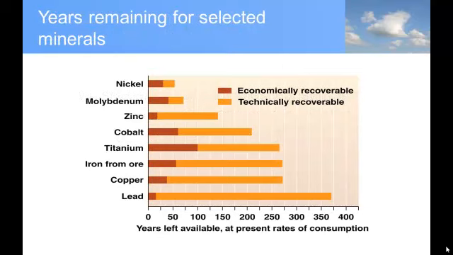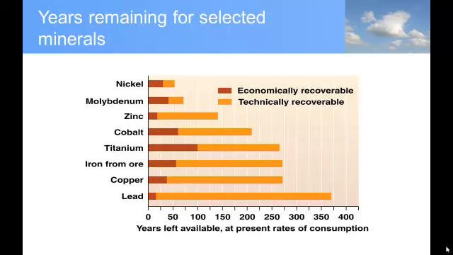This bar graph from your text shows the years remaining of some specific minerals. The reddish ones are the economically recoverable estimates. The orangish ones are the technically recoverable. So what that means is technically recoverable means based on our current available technologies, this is what we can physically recover from the ground. The red bars, though, that's what's profitable.